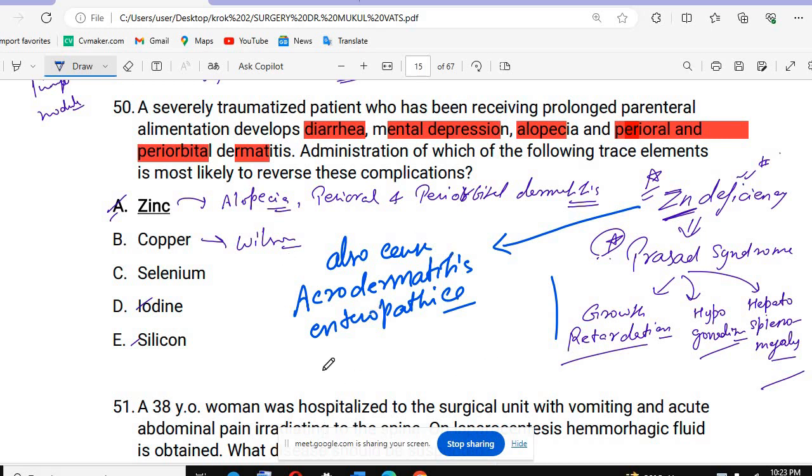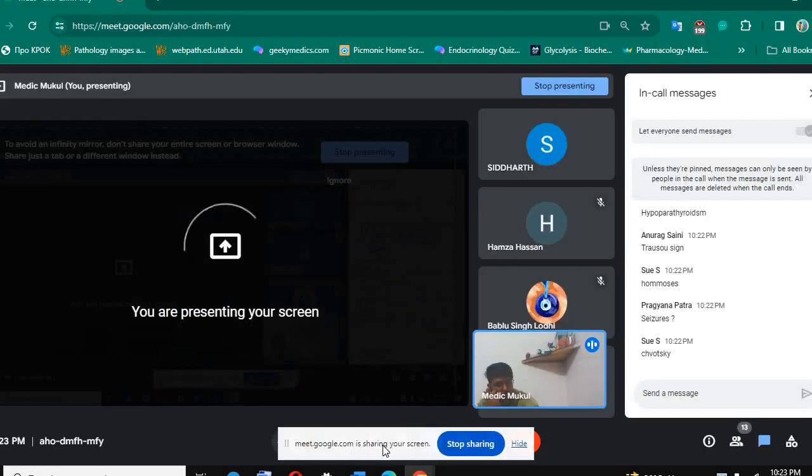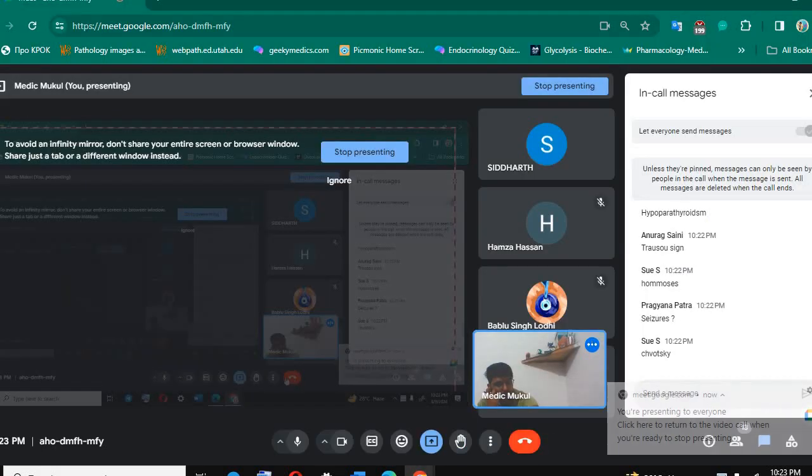So zinc deficiency also causes acrodermatitis enteropathica.